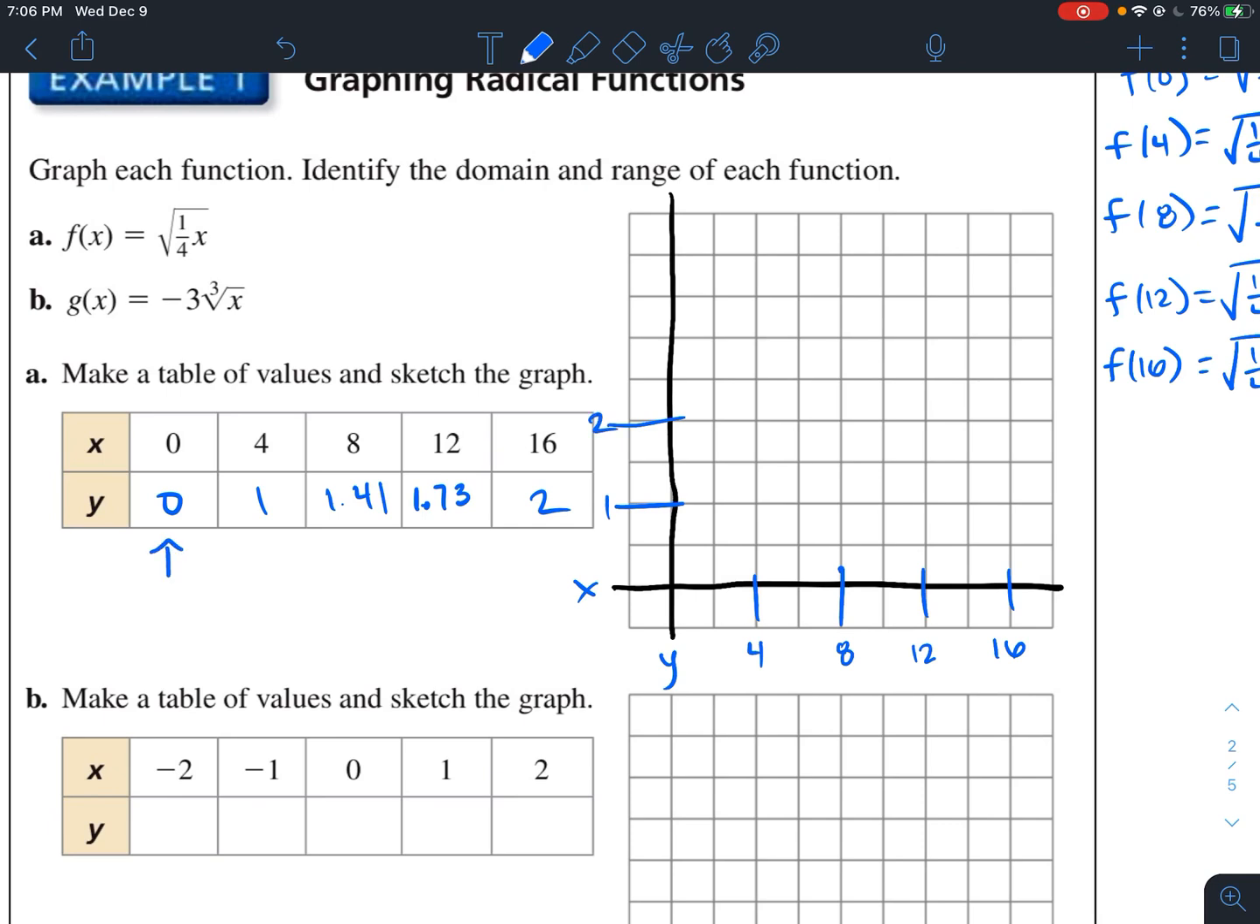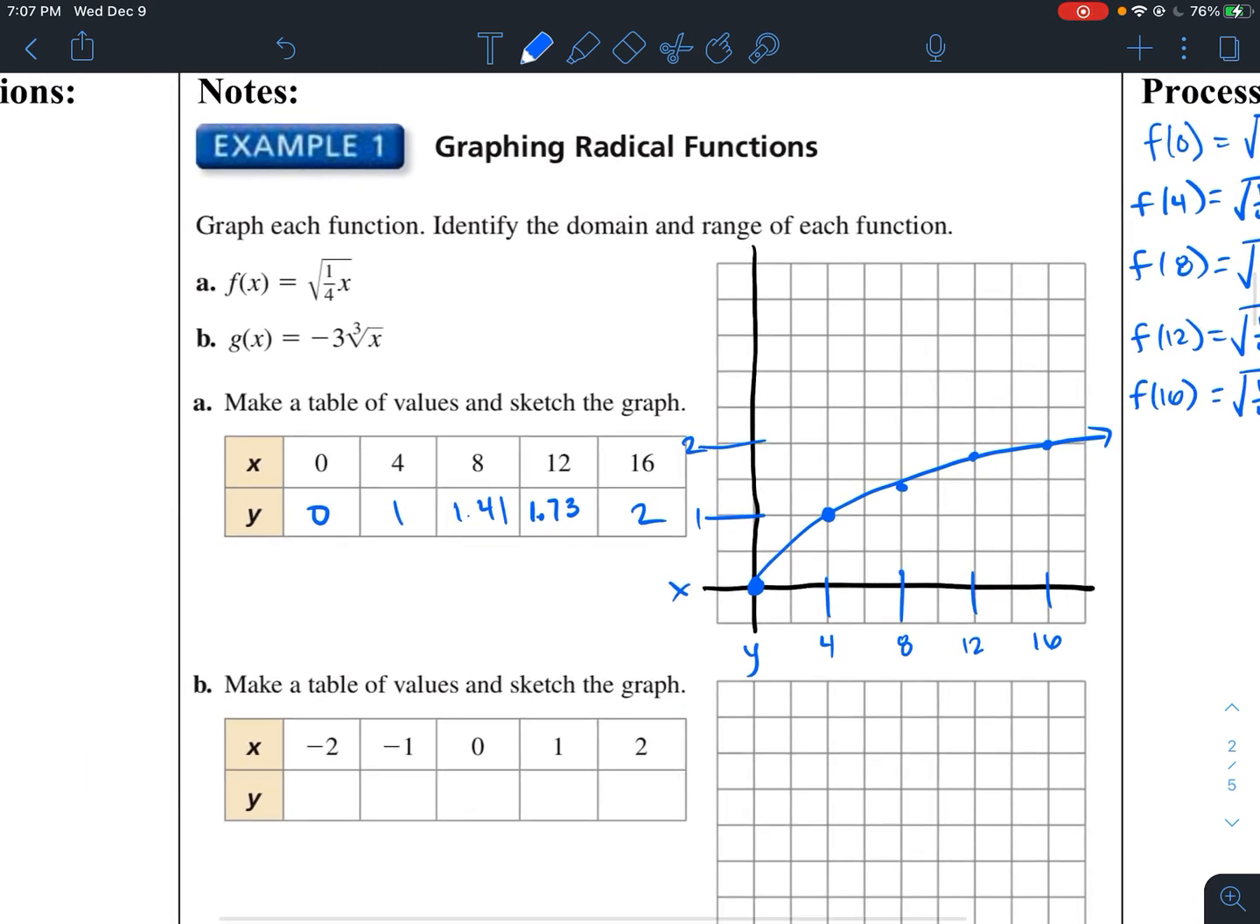So when x is 0, y is 0. So that should just be right there. When x is 4, y is 1. When x is 8, y is 1.41. So that should be something like right there. When x is 12, we get 1.73. So maybe about right here. And when x is 16, y is 2. So kind of try and connect the dots the best we can. We can see our radical function play out like that.